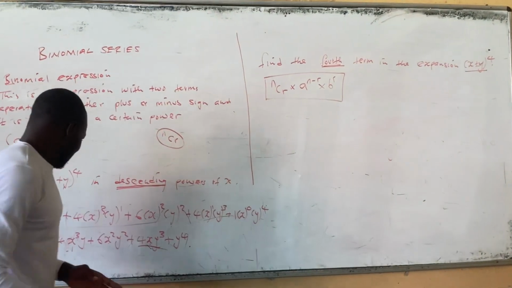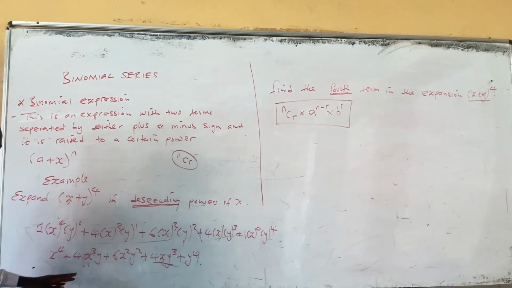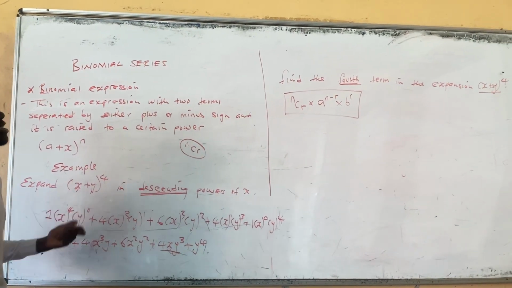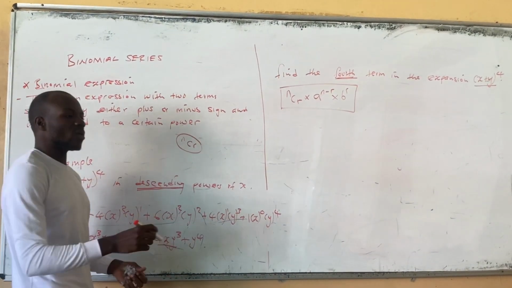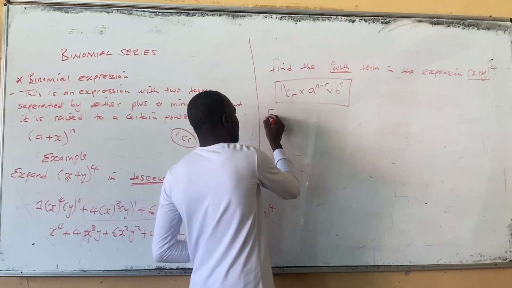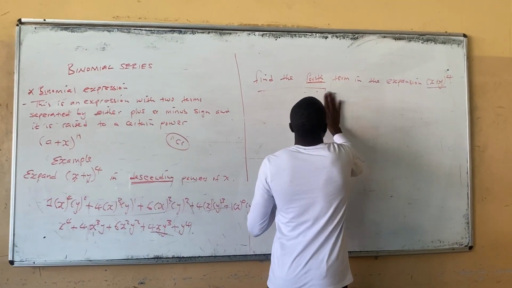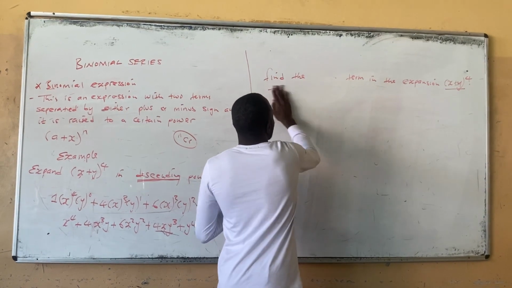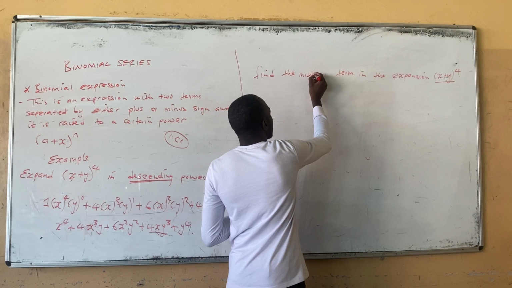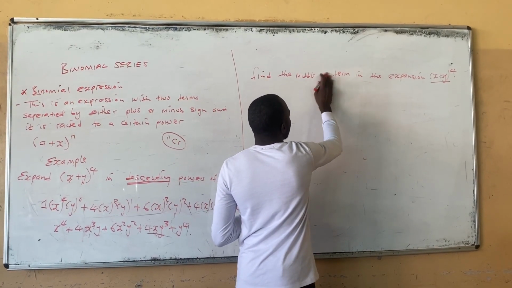We know from this expansion, when you check, we have 1, 2, 3, 4, 5 terms. So 2 terms on each side, and the middle term is this one. Again, to find the middle term, you don't need to expand. So again, what do we do? Let me just erase everything. Find the middle term.